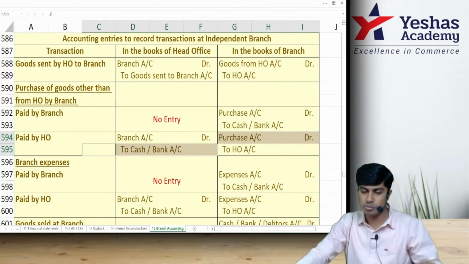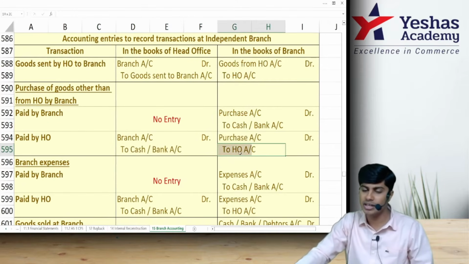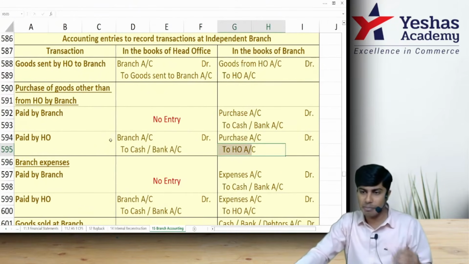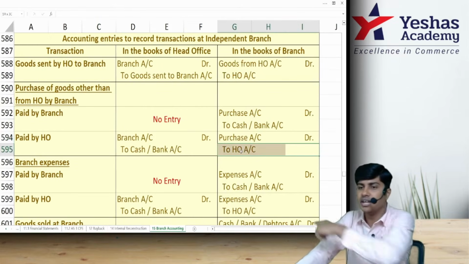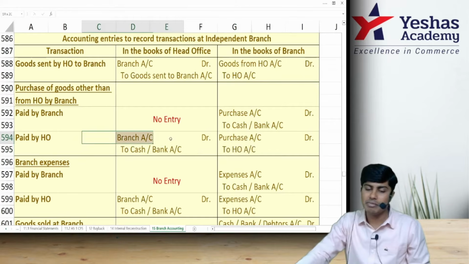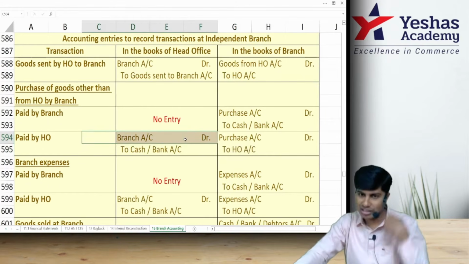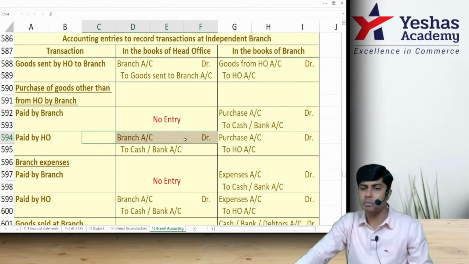And in the head office books, we will debit branch. In the branch books, we will credit head office. Because it is like branch has received money from head office. So branch owes money to head office. It will credit head office account. Head office has paid money on behalf of the branch. It is supposed to recover that money from branch. So head office will debit branch.